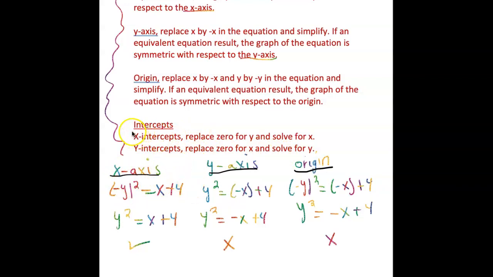Now, in order to find the intercept of a given equation, if you're looking for the x-intercept, you're going to replace 0 for the y and solve for x. And if you're looking for the y-intercept, you're going to replace 0 for the x and solve for y.